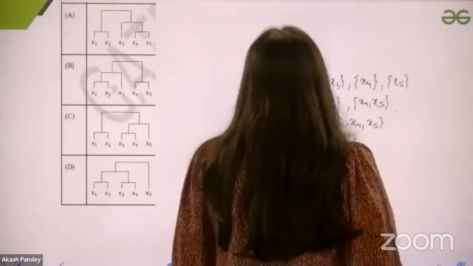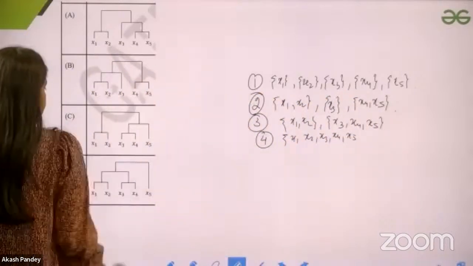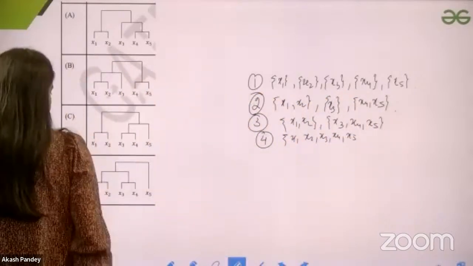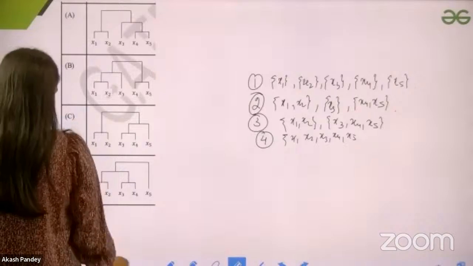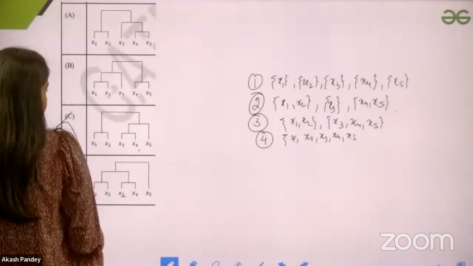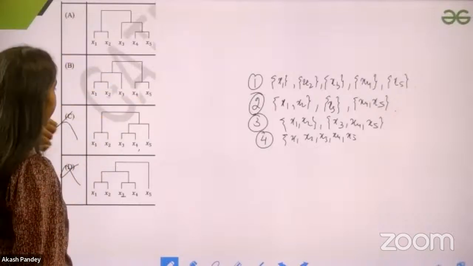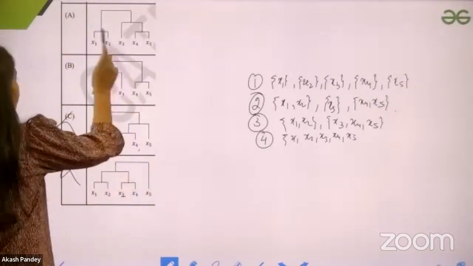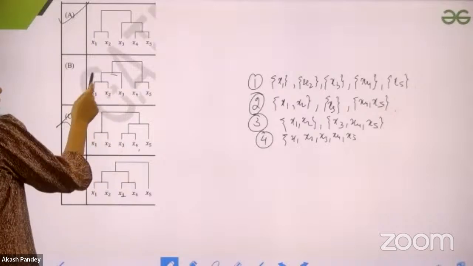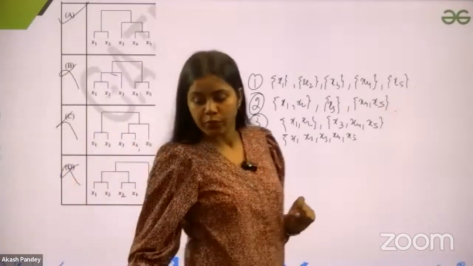So I can see here that x1, x2 get combined and x4, x5 get combined at the same time. So either A or B can be true. Obviously C cannot be true and D cannot be true because here they combine x3, x4 first. Now after combining x1, x2 and x4, x5, they have combined x3 with x4, x5. So that means option A is true because here they have combined x1, x2 with x3. Right? So here option A is correct.